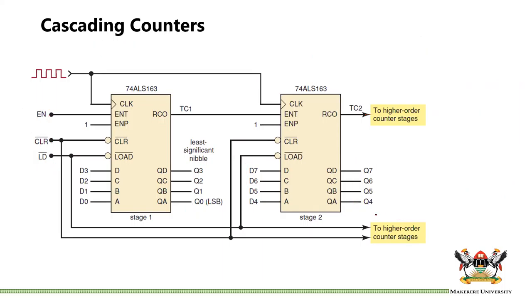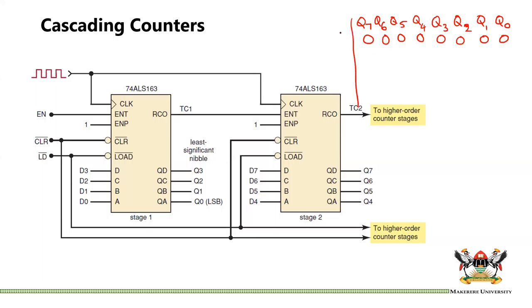But let us look at how this might operate. So I have Q7, Q6, Q5, Q4, Q3, Q2, Q1, and Q0. And I'm going to assume that initially everything is zero, everything is cleared. This is initially, the clock pulse and so on. This is before the first clock pulse. After the first clock pulse, make sure that clear is equal to load, which is one. We can already see that ENP is one.